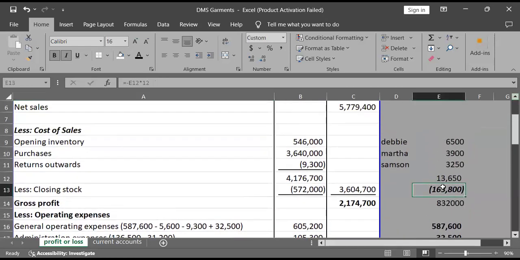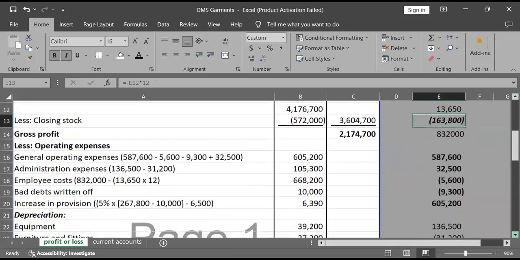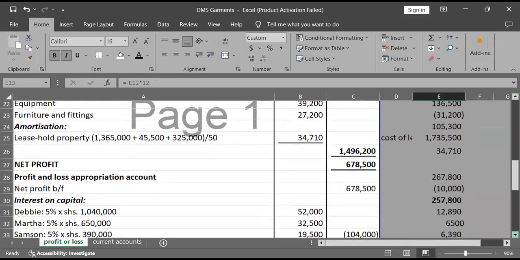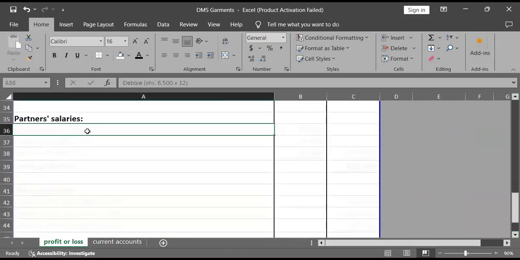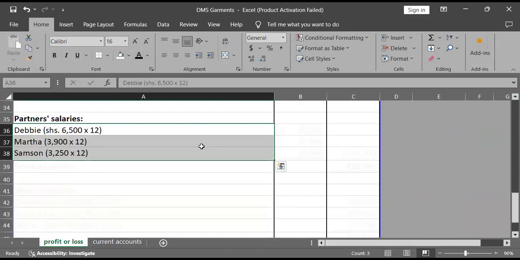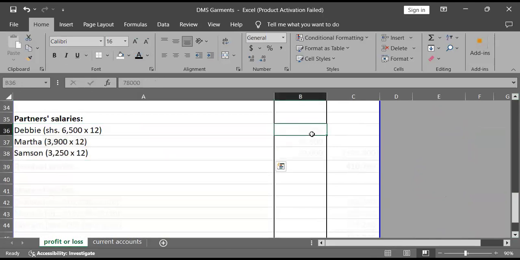This money here, we can now give it to the partners. We are not supposed to include it in our P&L, but we are supposed to include it in our profit appropriation account. So I'm going to give that money to the partners. I'm going to clearly show Debbie's salary, Martha's salary, and Samson's salary.